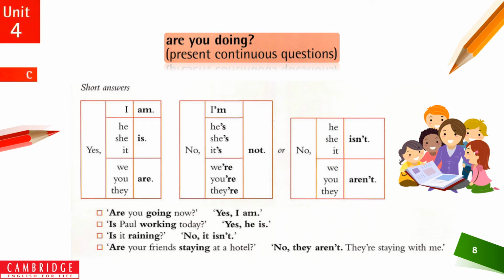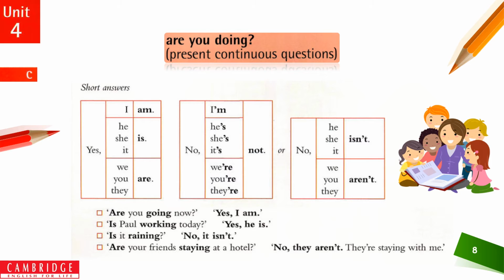The same way you can write in short form as well. No, he isn't. No, she isn't. No, it isn't. So this way also you can write no, we aren't. No, you aren't. No, they aren't. Are you going now? Yes, I am. Is Paul working today? Yes, he is.